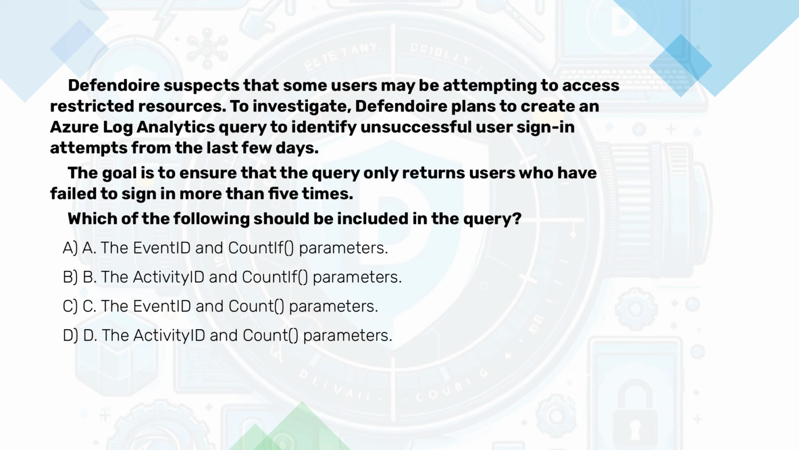A. The event ID and count of parameters. B. The activity ID and count of parameters. C. The event ID and count parameters. D. The activity ID and count parameters.